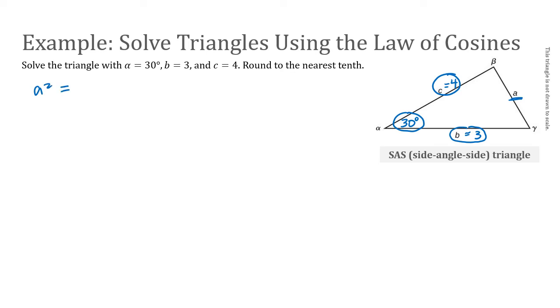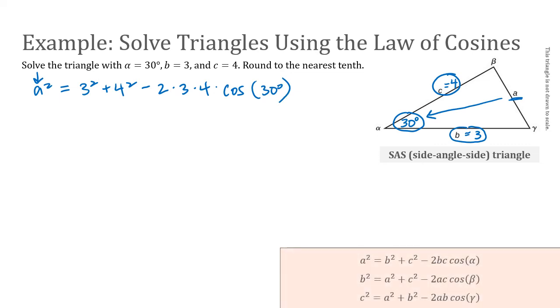So I'm going to set up the equation a to the second power equals the other two sides are 3 and 4, so that's going to equal 3 squared plus 4 squared minus 2 times 3 times 4 times the cosine of the angle that's across from A. The angle that's across from A was 30 degrees, so that's going to be the cosine of 30 degrees.